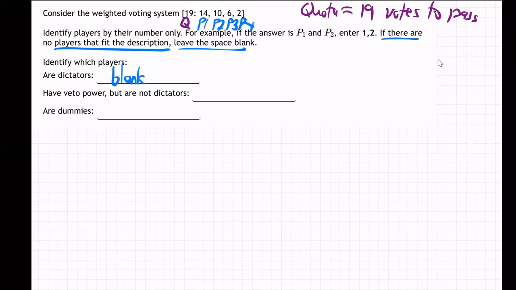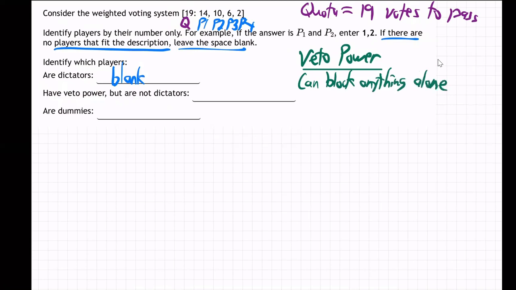Next question. Which players have veto power but are not dictators? That's a good question. Now, what is veto power? Let's be clear on that. Veto power. That's what the President of the United States has, veto power. The President of the United States can block any bill. So if Congress puts forward a bill that the President does not like, the President can block it by him or her alone saying no. So that's what it means. You can block anything alone. So you can't pass anything. How is it different than a dictator?